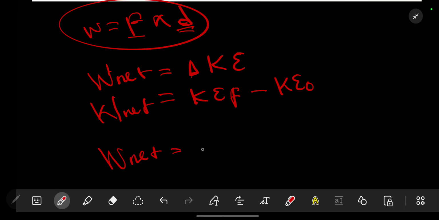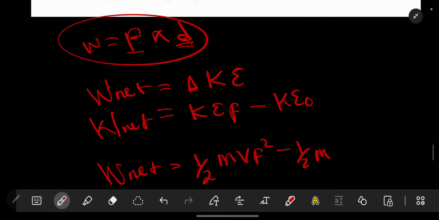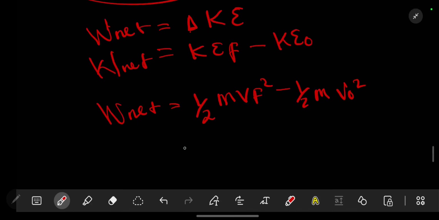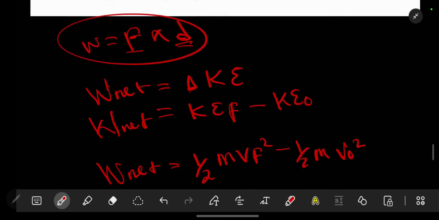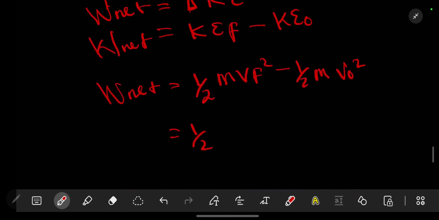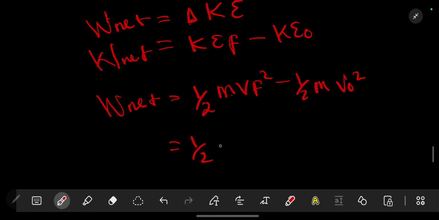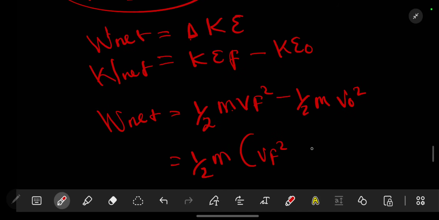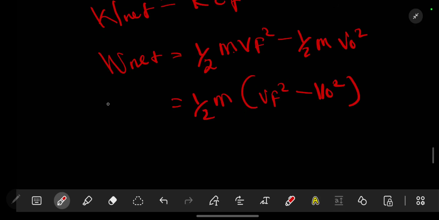So the net work done is equal to the final kinetic energy, which is half m v final squared minus half m v initial squared. What is our mass in this case? In fact, let's factorize what's common. Half and m are the same. Then we are going to remain with v final squared minus v initial squared. If you want, you can just replace, but factorizing makes work easier.